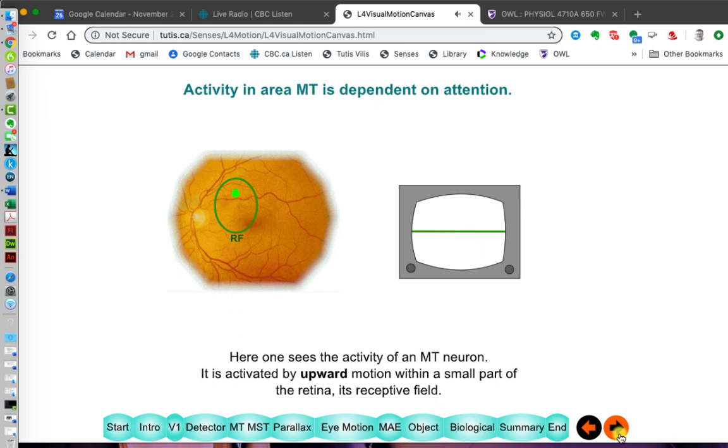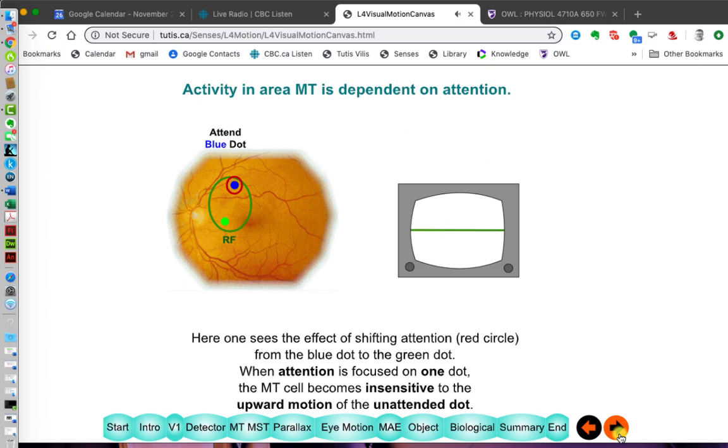So the other thing these neurons are sensitive to is attention. Attention is very important. You can see that this cell is sensitive to movement in the upward direction. Okay? When the dot is moving down, it has a very low firing rate. When it moves up, it has a much higher firing rate.